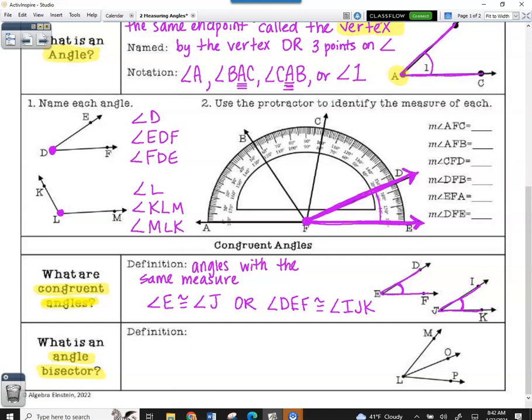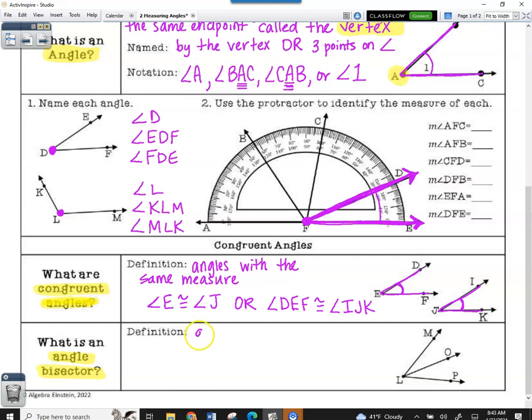All right. What is an angle bisector? What does bisect sound like? You know what dissect means, like in science, but bisect. The prefix bi implies two, like bicycle, two wheels. Bisect means it's intersecting it into two equal parts. Okay? So, an angle bisector.